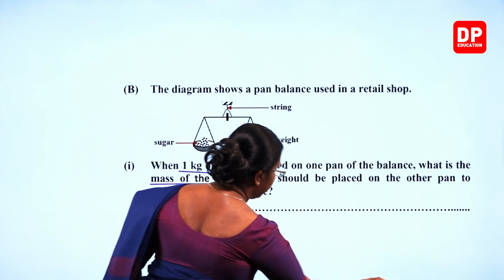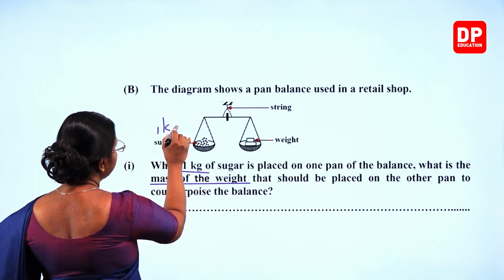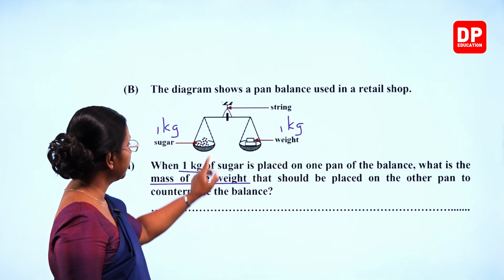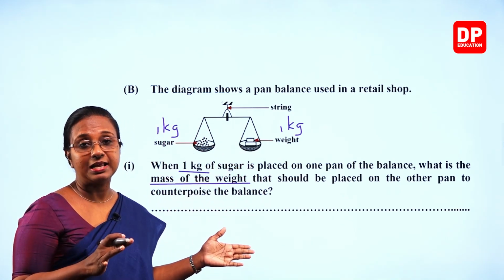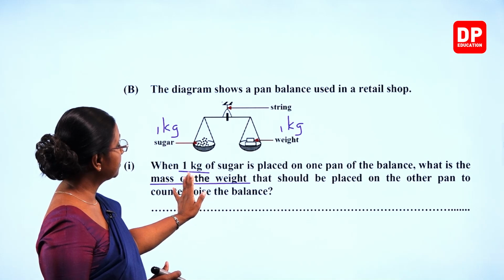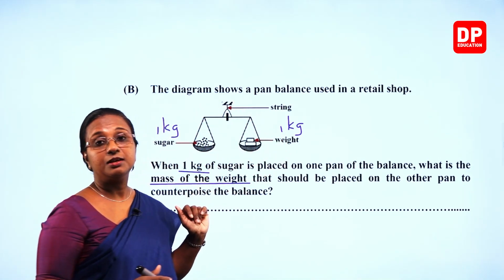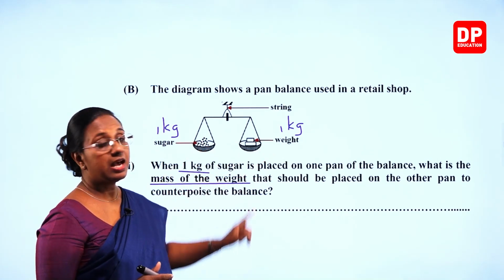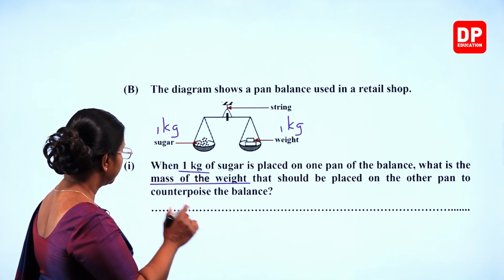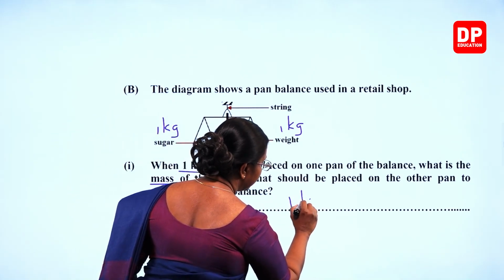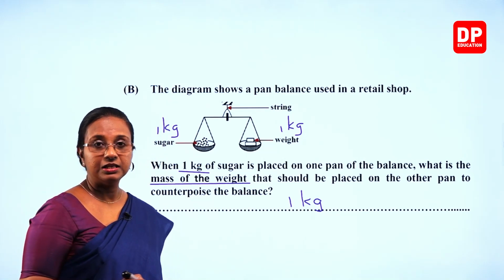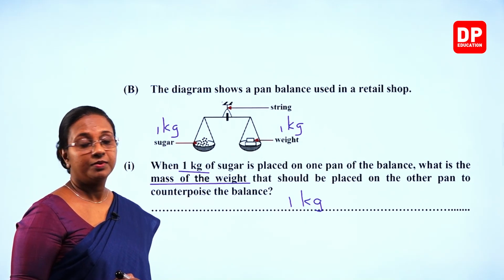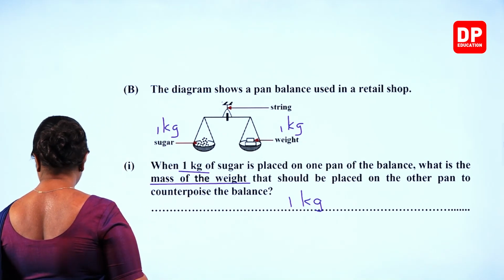So you know, if this is 1 kilogram, obviously you need to have 1 kilogram here, so that counterpoise means it would be balance, counterbalance. This side, the counterclockwise moment will be balanced by the clockwise moment. So for that, if there is 1 kilogram sugar here, there should be 1 kilogram weight there. So that is what you need to write here, 1 kilogram. Is that clear? So here also you have to write the unit. Is that okay? So with that, I'll move on to the next question.